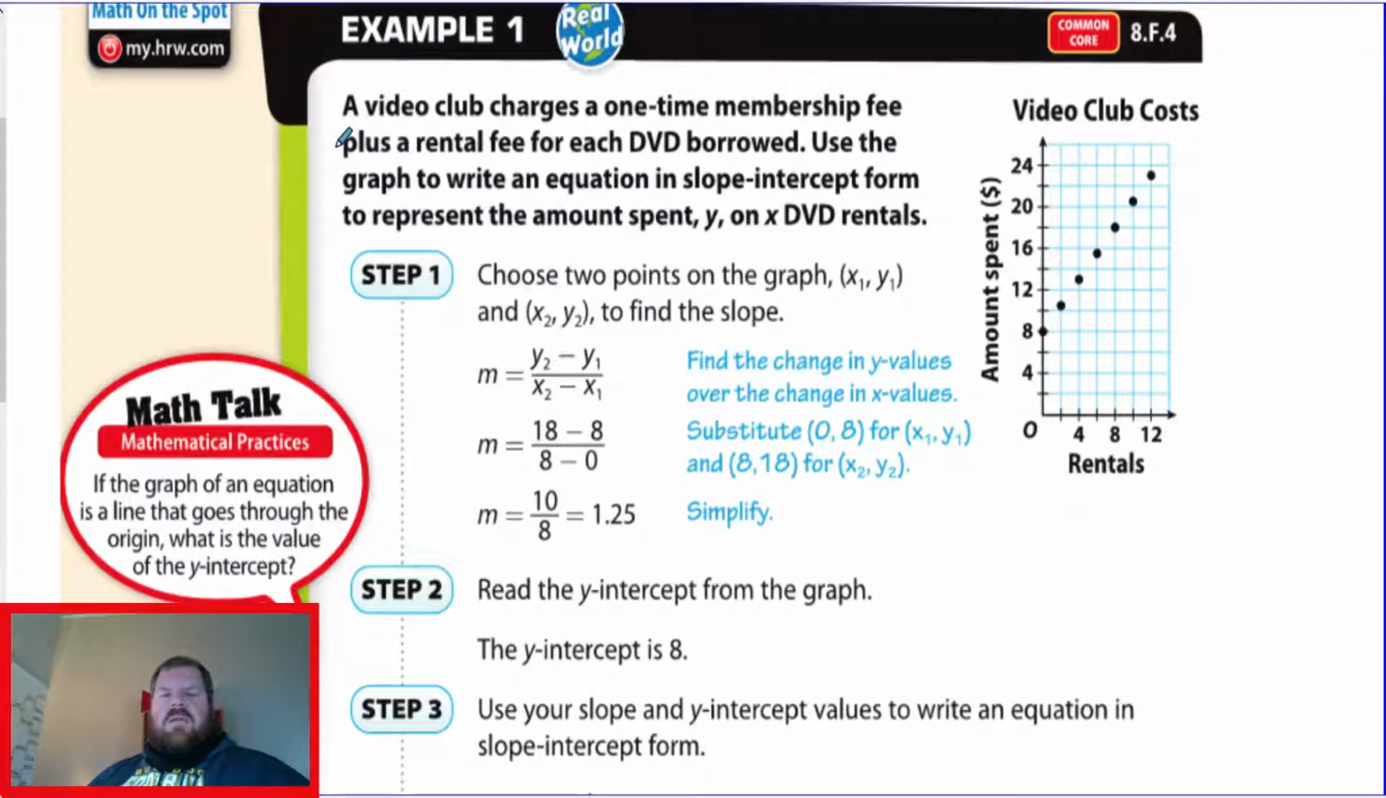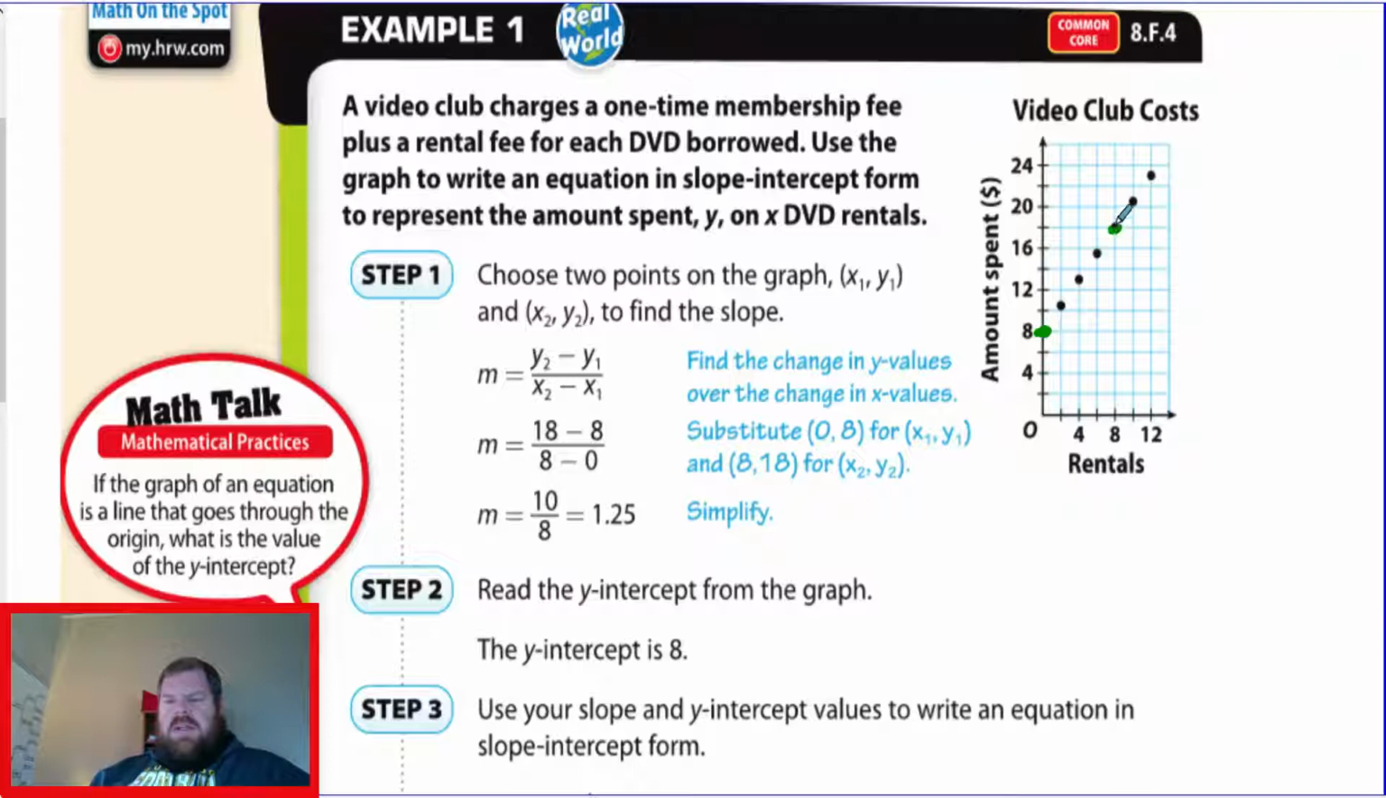A video club charges a one-time membership fee, so you might think of this as like Netflix. Okay, not the streaming Netflix, but I want this video to come in the mail. Okay, and that's kind of how this works, sort of. Choose 2 points on the graph, x1, y1, and x2, y2 to find the slope. So they use the point 0, 8.